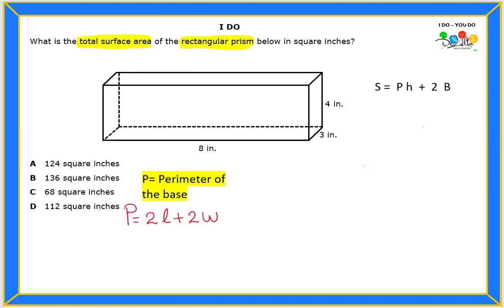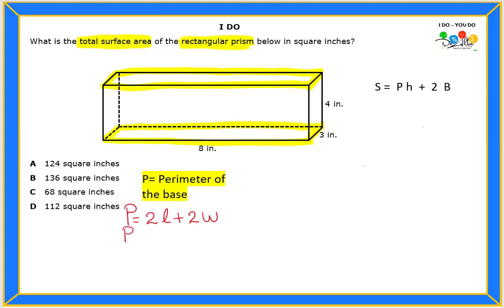Perimeter means the distance around a shape. I am going to identify the perimeter I'm talking about, and of course this has to do with the bases. There's the perimeter for that one. If you look at the opposite face, it's congruent, because remember, opposite faces are congruent. Those are the numbers I am going to use for the perimeter.